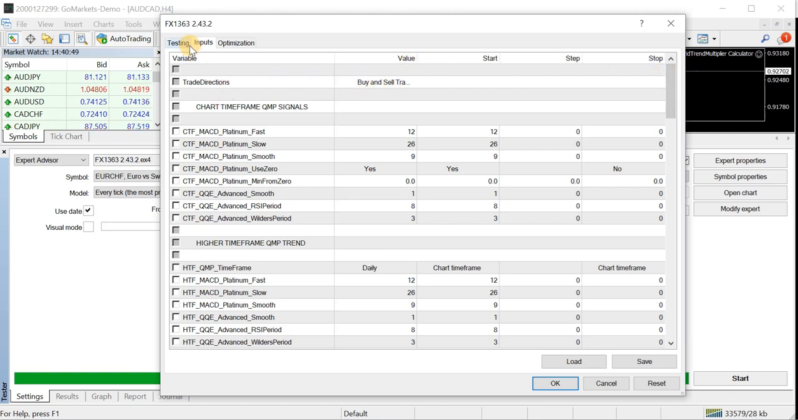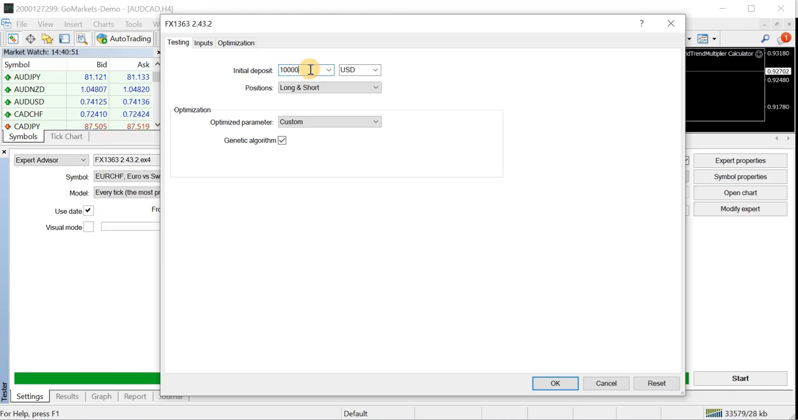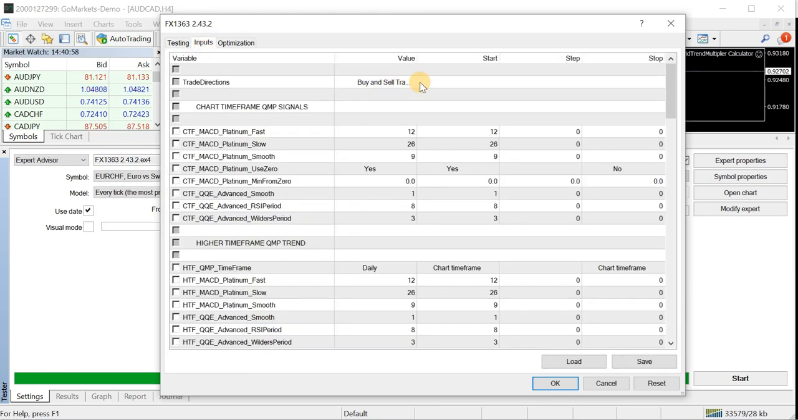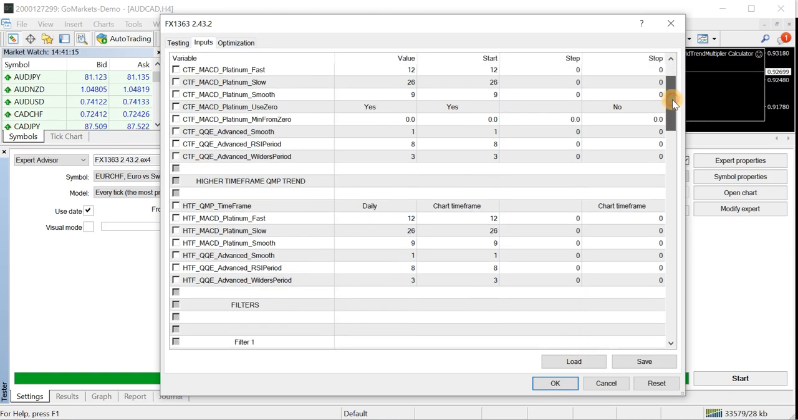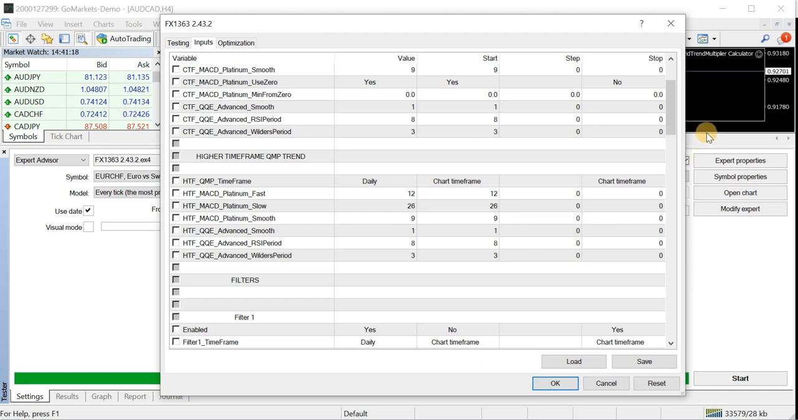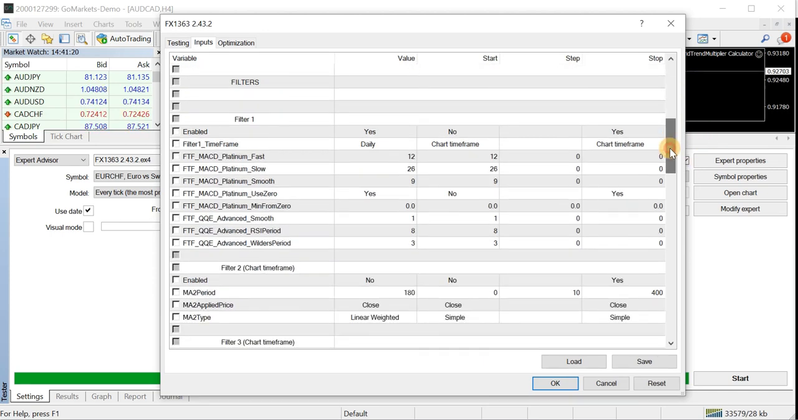All right, so these are my settings, inputs. We're testing $10,000, which is what I do on all my demo trading accounts. Inputs, buy and sell trades. You don't really need to know much about the EA, but basically it uses the MACD Platinum and QQE Advanced, or the QMP filter. I've got a plus above the zero, below the zero. This is for the 1 hour time frame here. Don't worry about the second batch. That's just more controlling the number of trades.